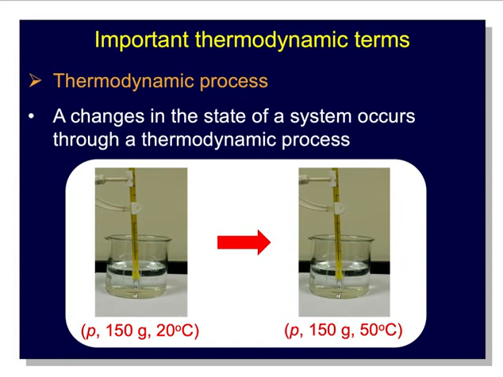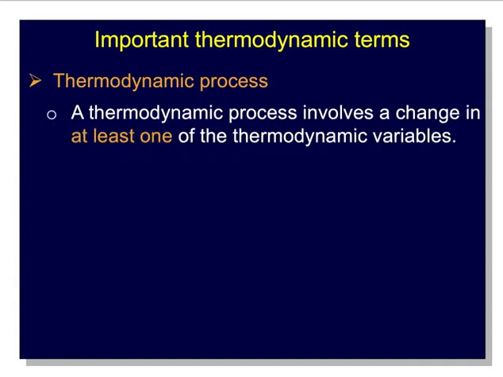And it's important to note that a thermodynamic process involves changing at least one of the thermodynamic variables. Now suppose I don't change any thermodynamic variable, then there's no process. Suppose I had, say, 150 grams of water at 20 degrees centigrade and I don't do anything to that. I leave it as such. The system remains what it is. There's no change, there's no process. So it's a must that for any process to be there, at least one of the thermodynamic properties must change. That's very important here.